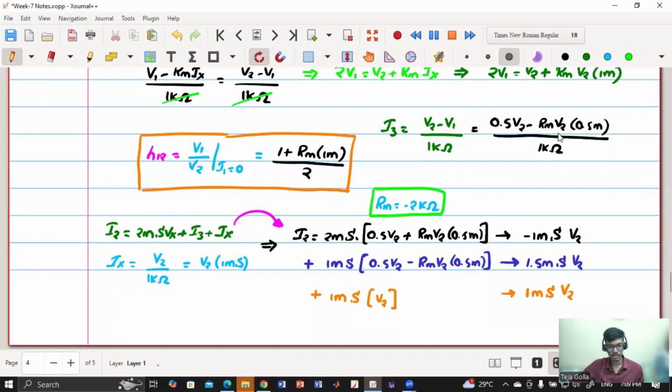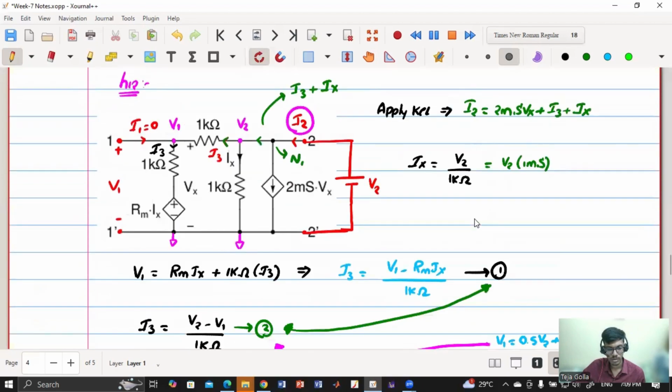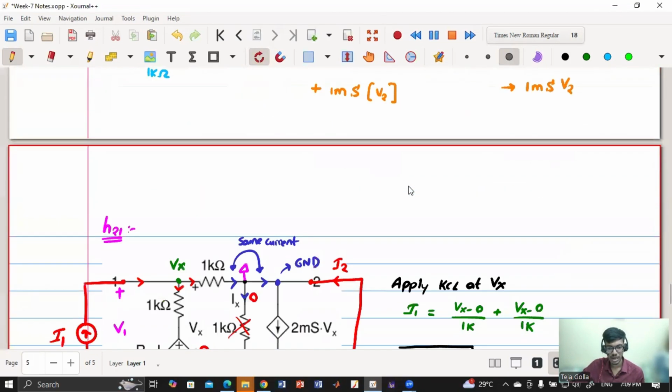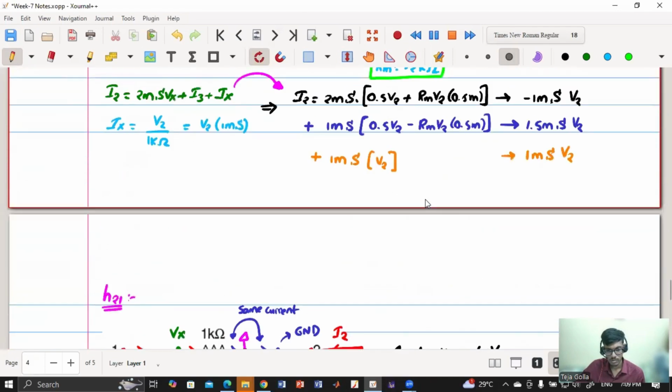Is that clear, or do you have any queries? Is this clear? Okay. I have just substituted this and simplified. It is just mathematical calculation. Yes, sir. Is that clear? Yes, sir. It's clear.